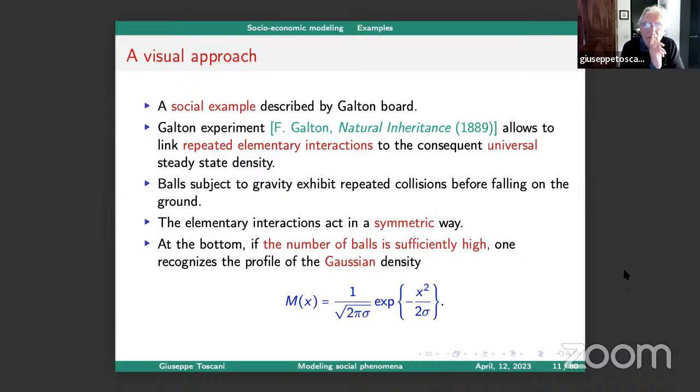And the way in which he was able to produce this result, he invented a device in which balls subject to gravity exhibit repeated collisions before falling on the ground. And repeated collisions in which you have a symmetry. And at the bottom, if the number of balls is sufficiently high, you can see that you have the profile of a Gaussian density. So you have the same thing that happens in the Boltzmann equation. This is simply a Gaussian in dimension 1.